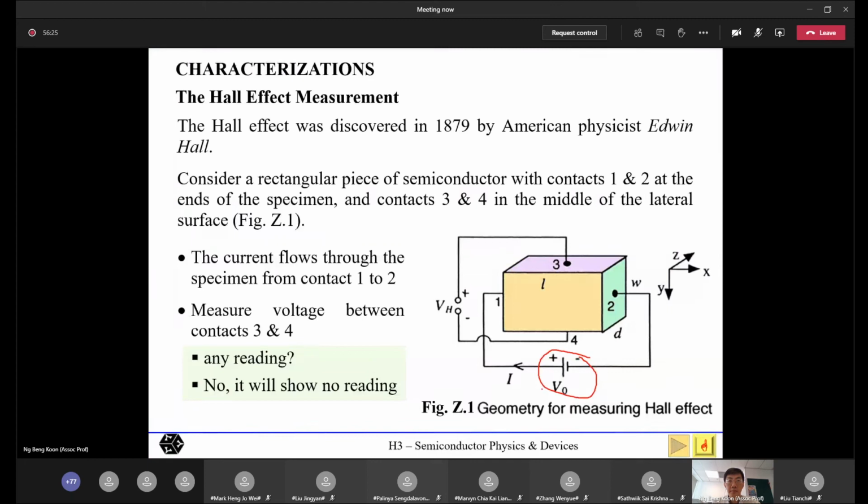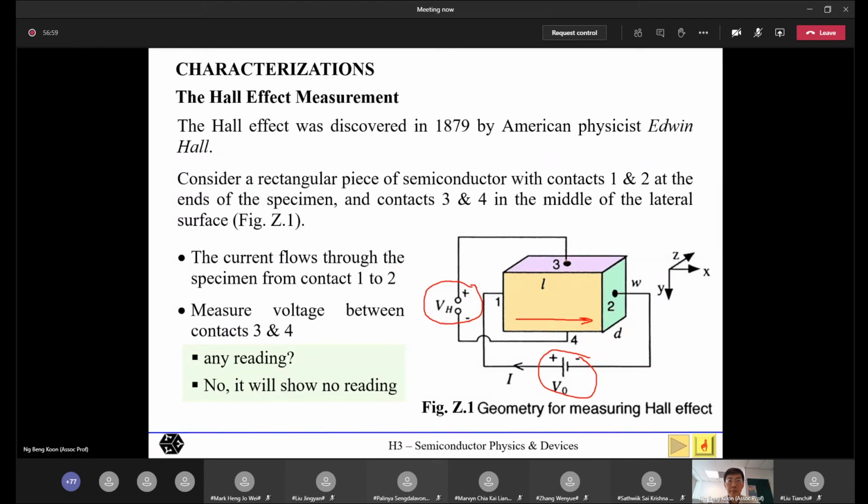And in doing that, of course, we expect a current to flow in the semiconductor. And in the vertical direction, we make contact somewhere in the middle of the top and bottom surface, and we connect this to a voltmeter and try to measure the voltage at these two positions. Okay, so if you think about this, you now have a current that's flowing through the semiconductor.